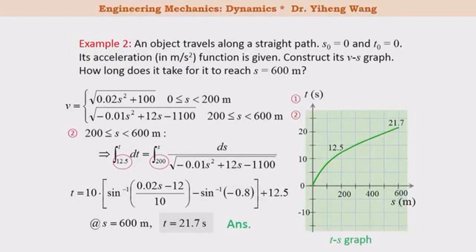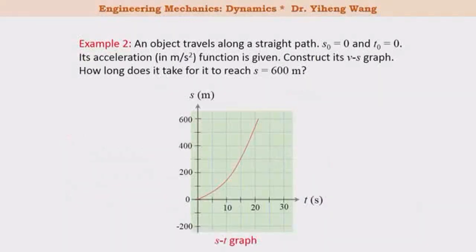Notice that this is a t-s graph, but we know that time is always an independent variable. Therefore, we might want to sketch the s-t graph instead. All we need to do is to graph the inverse function for this one. And we can get the s-t graph that shows how position changes with time. This graph is not asked for, but it is very informative. And now please answer the following questions.